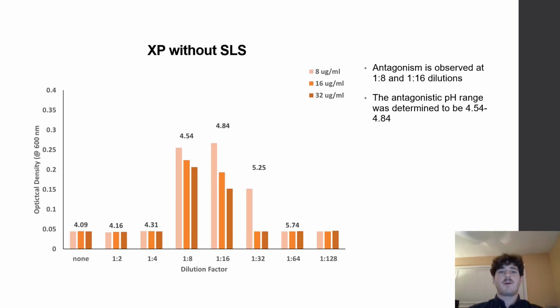The same thing could be said about Xperience with SLS, where at the 1 to 8 and 1 to 16 dilutions, there is a clear antagonistic range, where at the pH of 4.54 to 4.84, they actually inhibit the cephalothin activity and just the total antimicrobial activity of both solutions alone. That 1 to 32 dilution, though, similar to 10% citric acid, we didn't count as an antagonistic range since the growth was only at a level below the cephalothin's MIC.